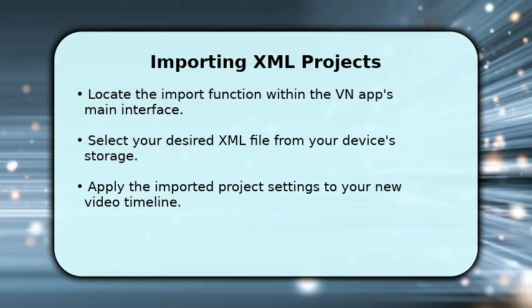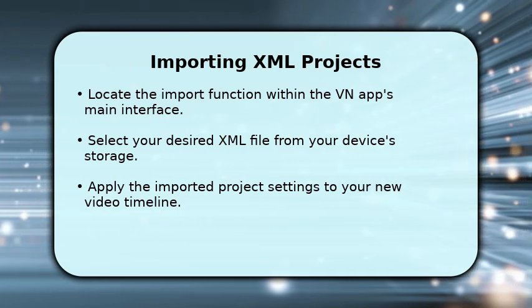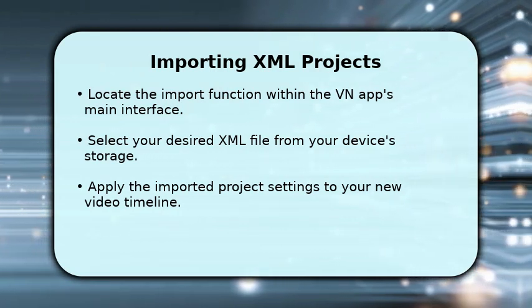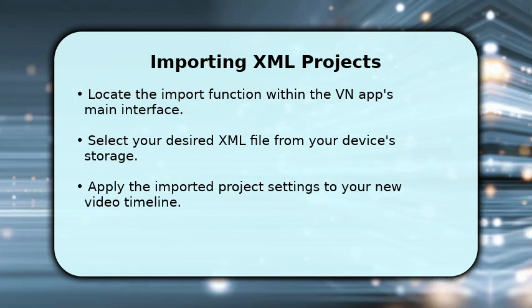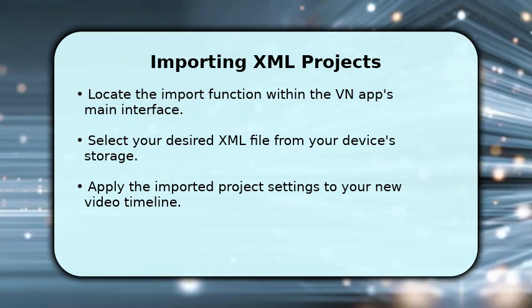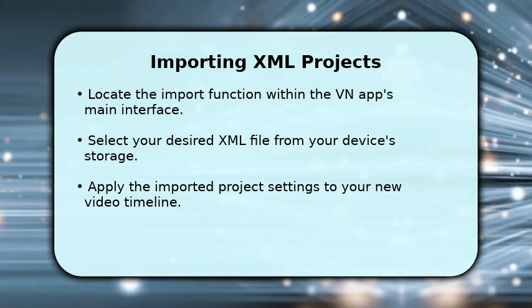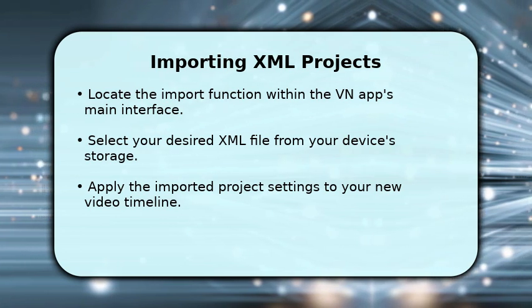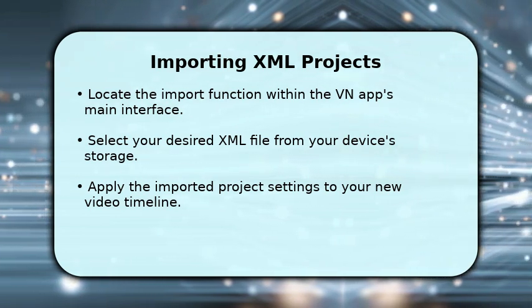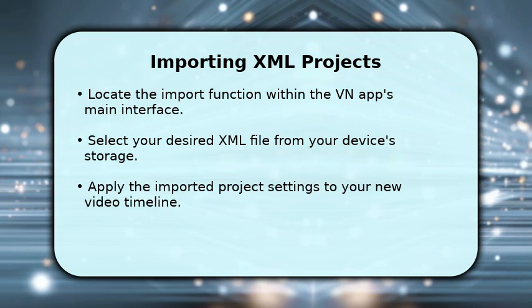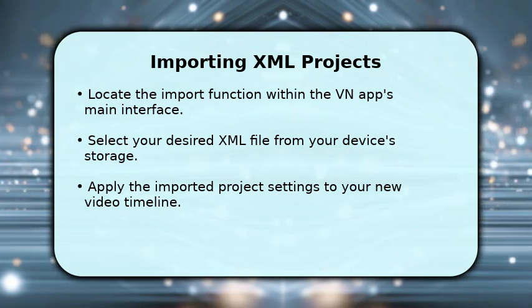Once you have an XML file, importing it into VN is straightforward. You'll find a clear import option, usually on the main screen or within the project creation menu. Simply tap it, navigate to where your XML file is saved on your device, and select it. VN will then automatically load all the project data, ready for you to start editing or reviewing.